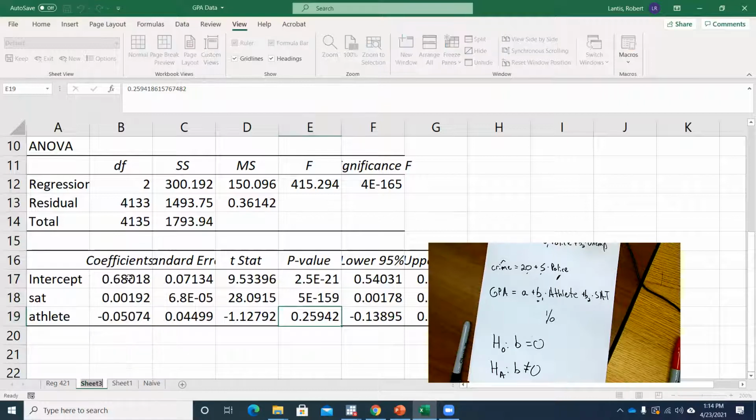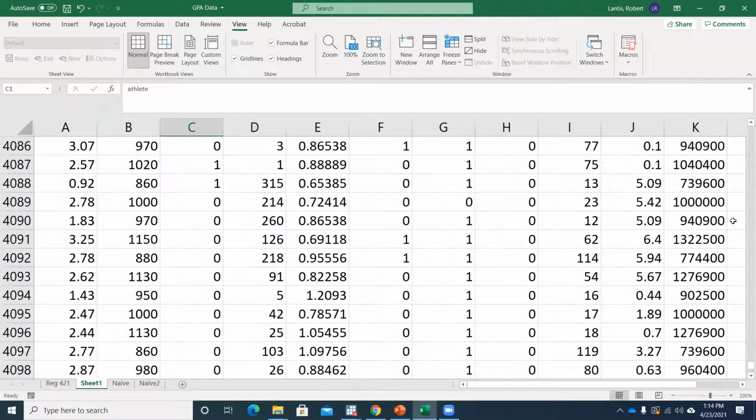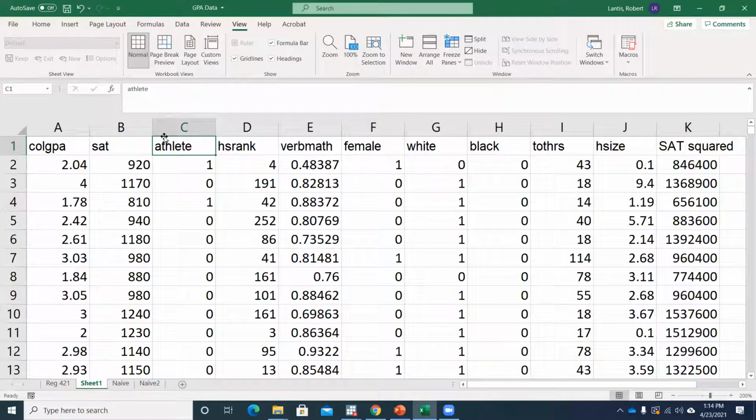So we'll rename this naive 2 because, yeah, it's great. We're now controlling for SAT scores. We're thinking along the right lines. But we got a lot of other data here, right? We have a lot of other variables, like their high school ranking or the number of credit hours, all these things probably have an impact on GPAs as well.